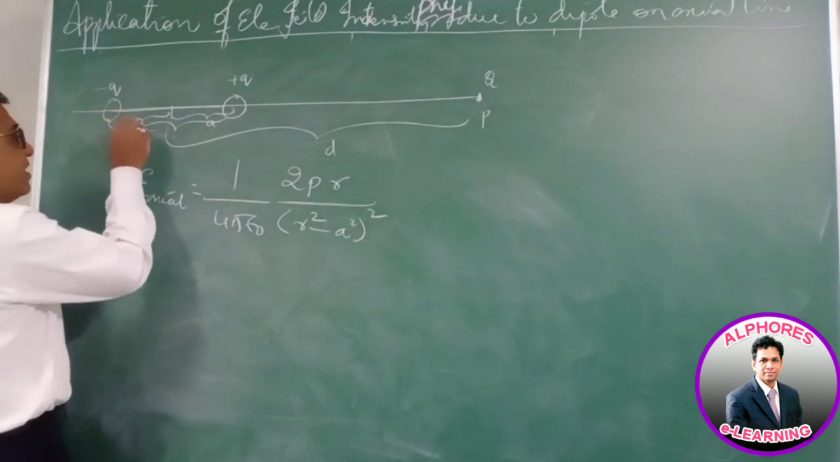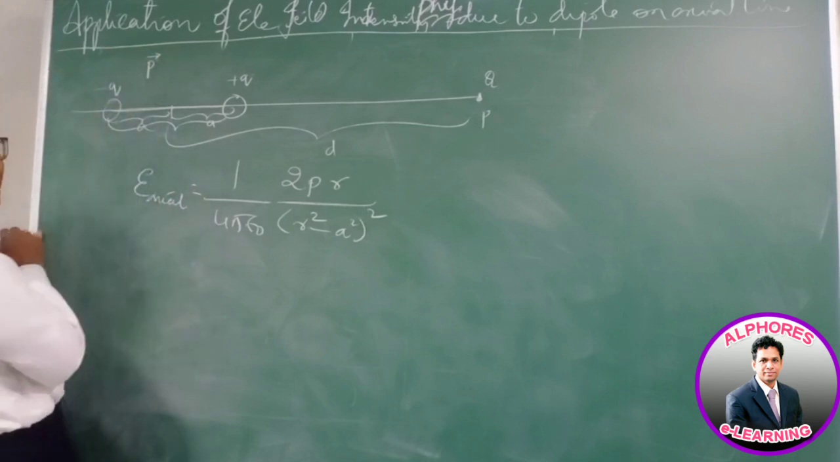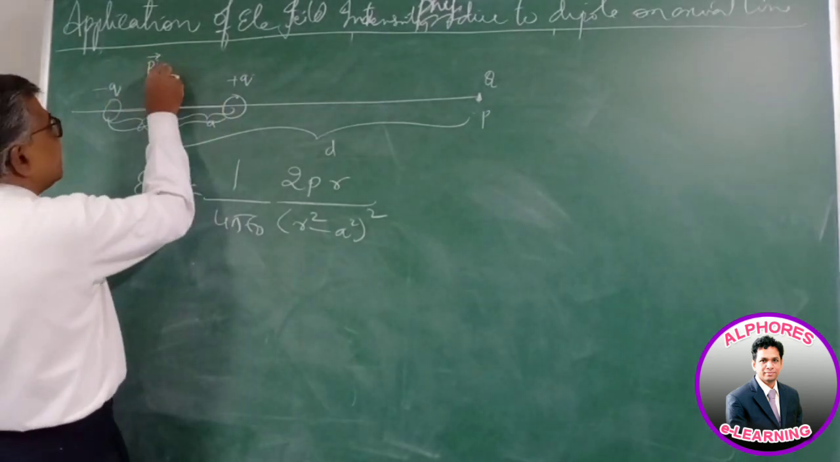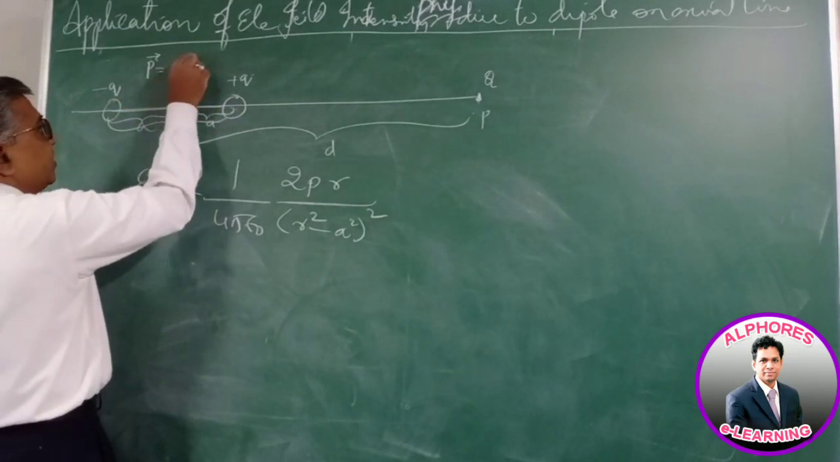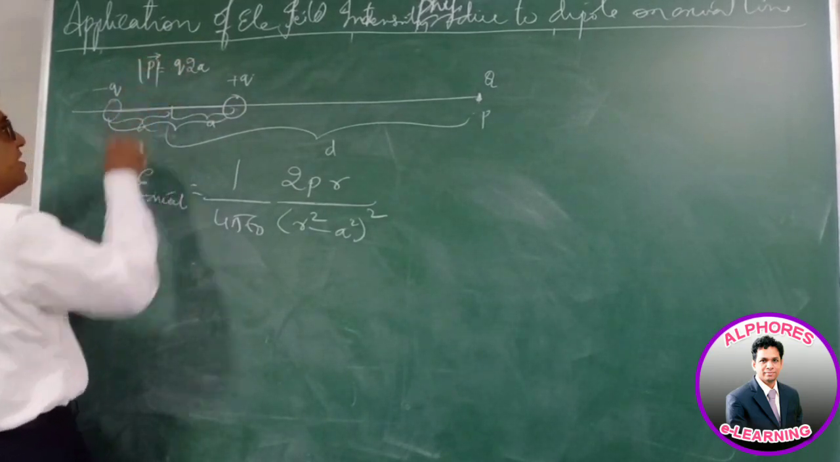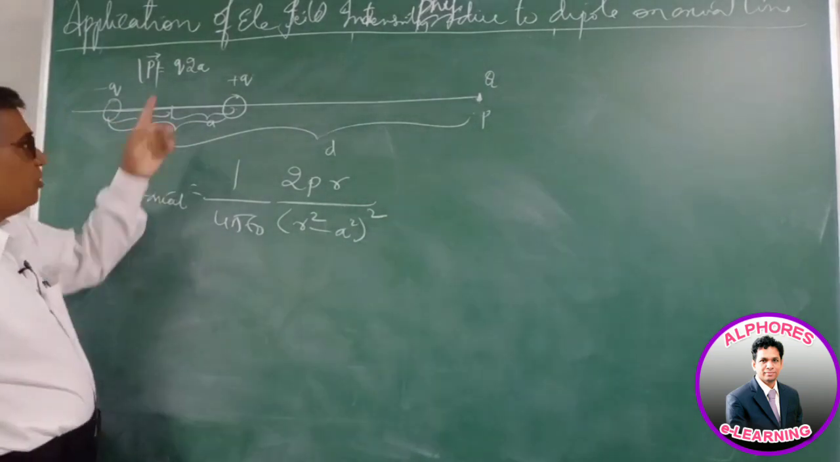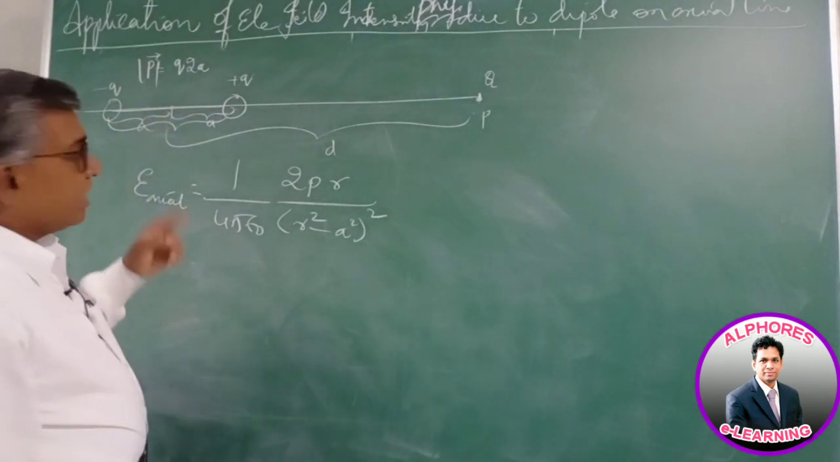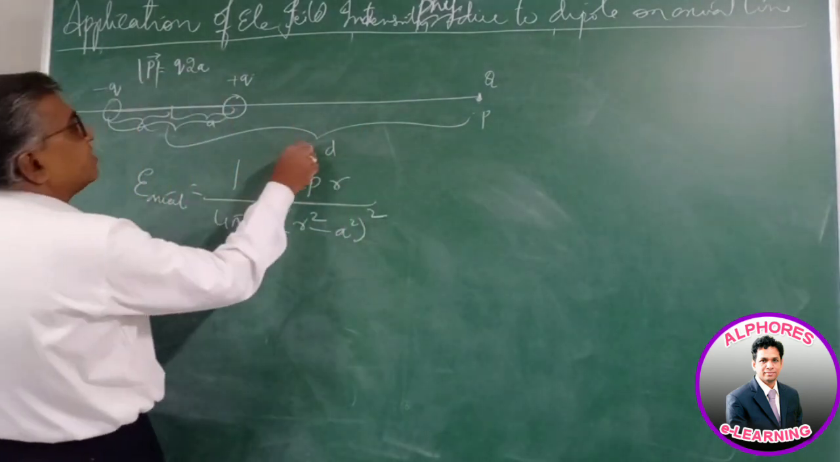But in this problem, we are not given the dipole moment. The dipole moment p of this dipole is charge into the distance of separation between them. So q into 2a. This is the magnitude of the electric dipole moment. So p is 2qa. r is the distance d, the distance of the point. So r is equal to d.